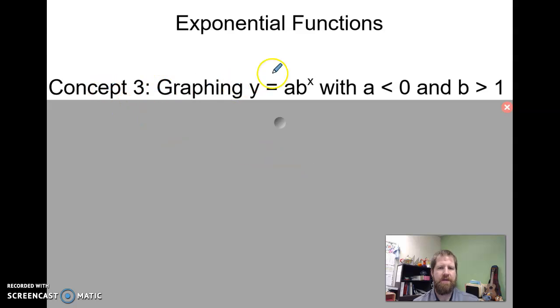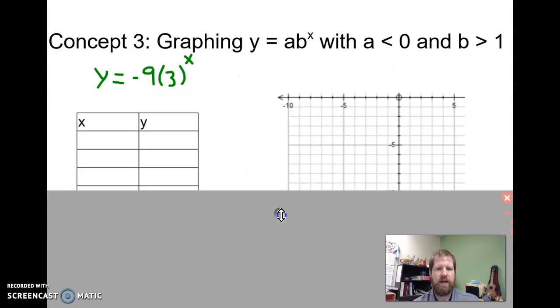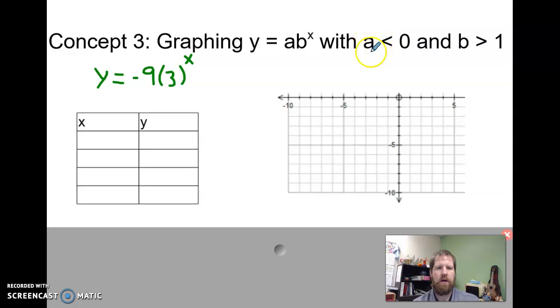Concept 3, graphing y equals ab to the x when a is less than 0 and b is still greater than 1. Okay, so that's the difference between this and the last video, is now our a is negative. And when our a is negative, it's going to change basically where our graph is. So we've got a bit different values in there, but let's go ahead and graph this equation.